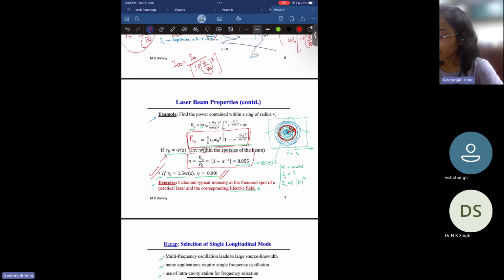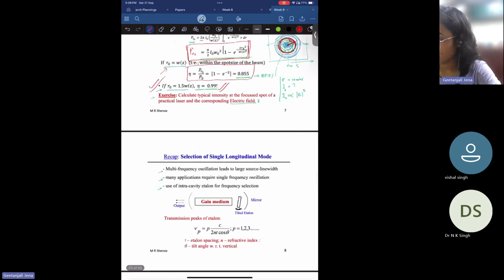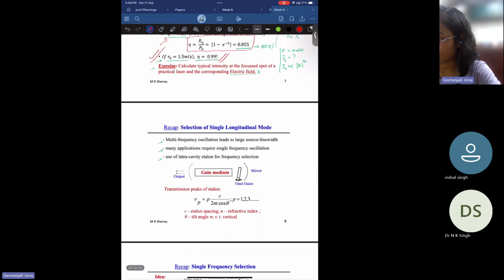So this is all about the laser beam: the laser beam diameter, what the power is, how you can calculate the power, and how you can calculate how the intensity varies with respect to Z. Now we'll move to our next part.